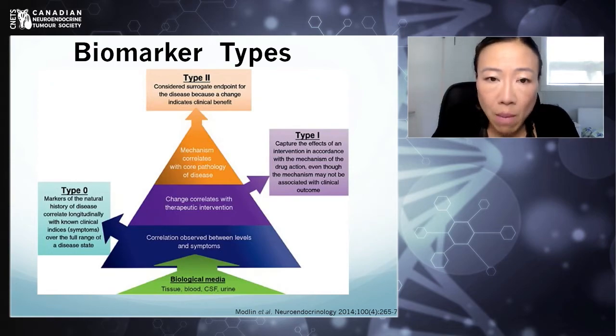A type 1 biomarker means that this marker may capture the effects of a therapeutic intervention in concordance with the mechanism of action. However, the association with the clinical outcome could also be very loose, so not that helpful. A type 2 biomarker is really what we're looking for, because this will be used as a surrogate endpoint for clinical outcome.